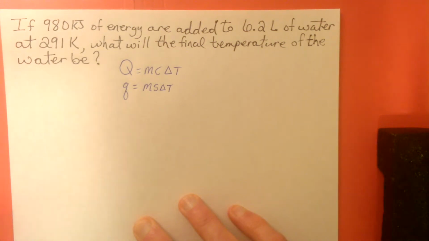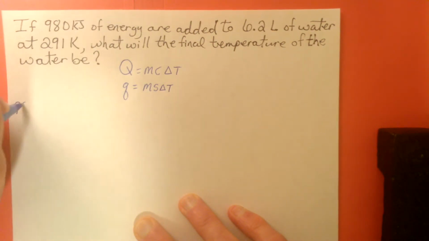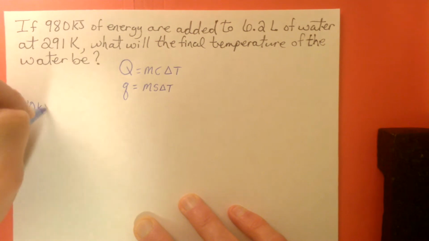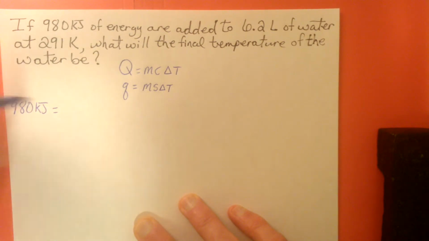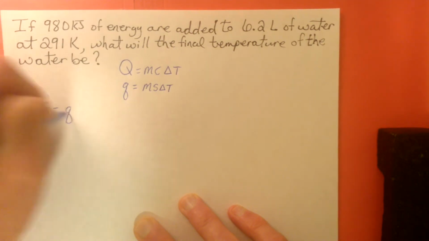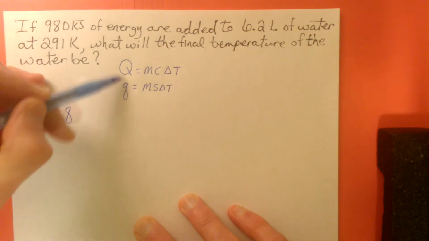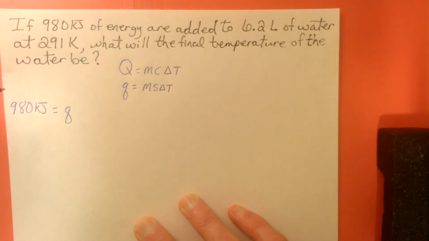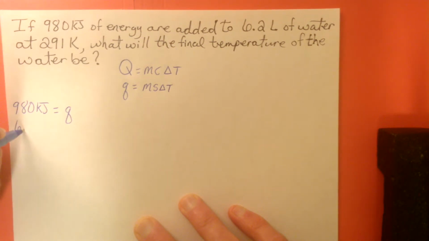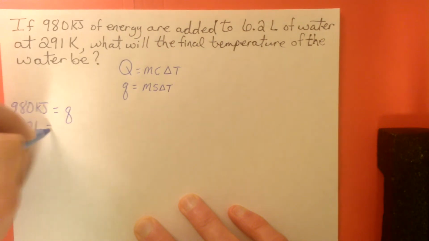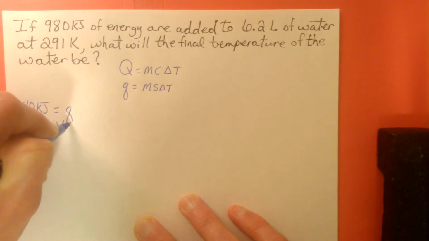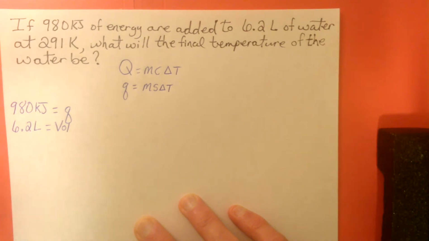Okay, so if 980 kilojoules of energy, and that is a Q value. When I see joules or kilojoules, I know that I'm referencing a Q value, an energy value. So 980 kilojoules of energy are added to 6.2 liters of water. Okay, so 6.2 liters, that is a volume measurement, and it is of water.